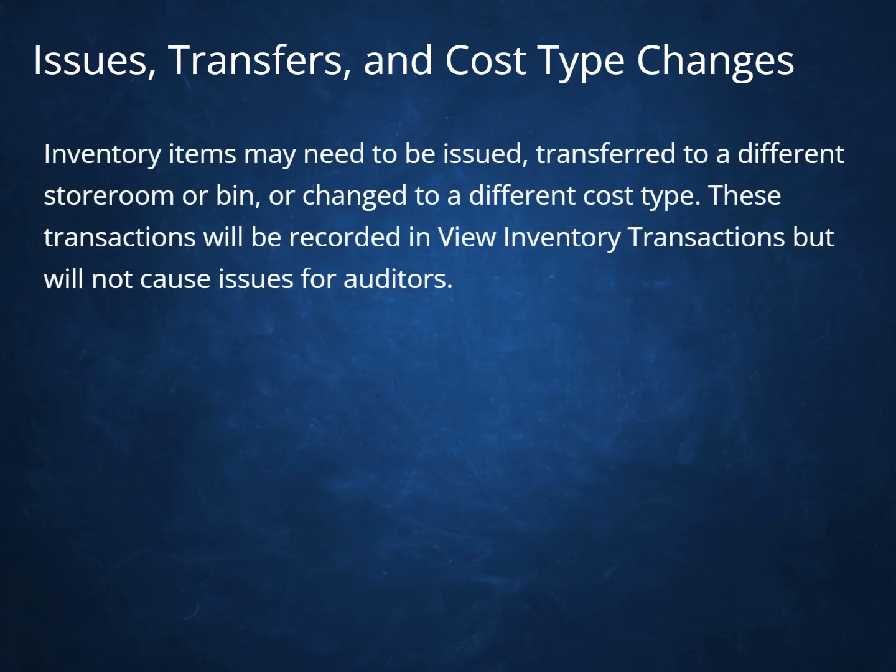Issues, transfers, and cost type changes. Inventory items may need to be issued, transferred to a different storeroom or bin, or changed to a different cost type. These transactions will be recorded in View Inventory Transactions, but will not cause issues for auditors.